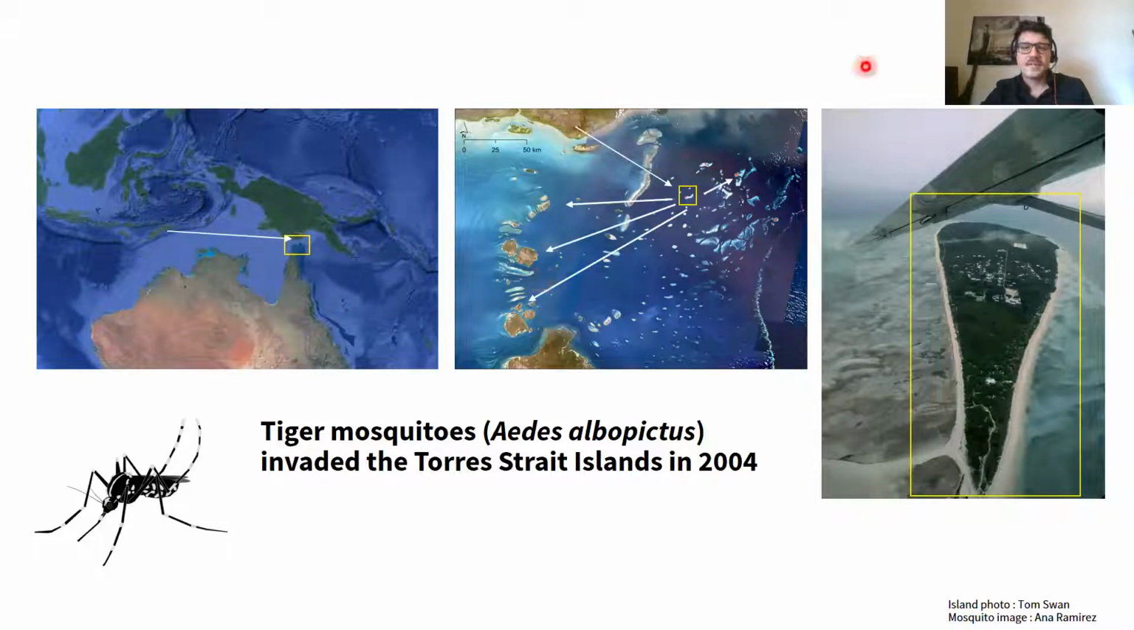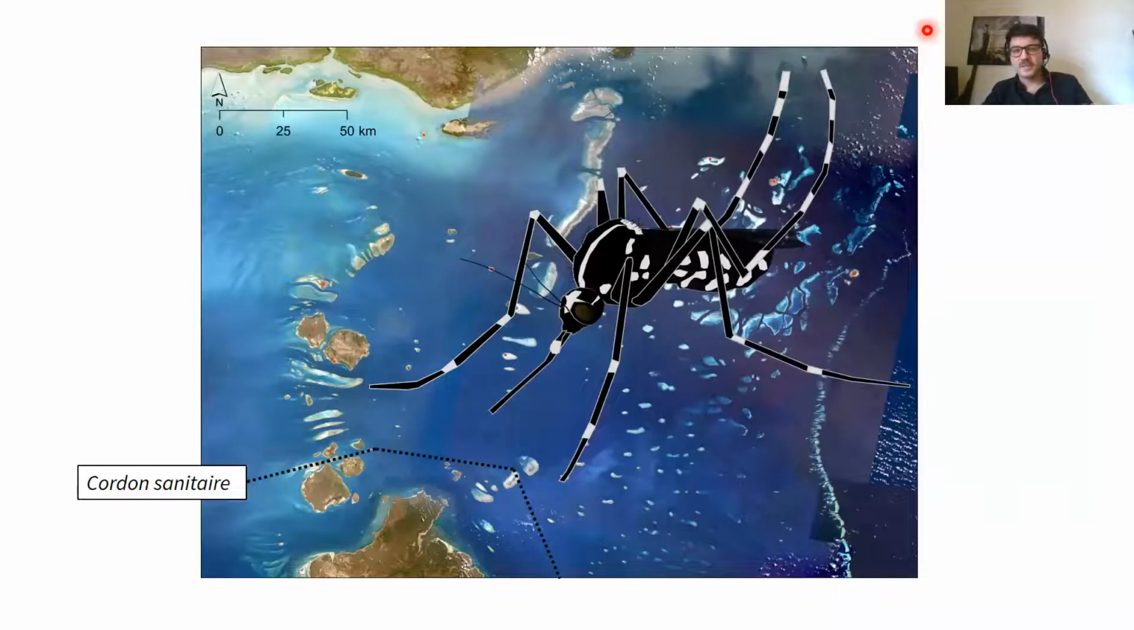So we don't know exactly how it spread, the exact dynamics of whether it spread to one island first and then through there. But what we do know is that before 2004, this mosquito effectively wasn't in the Torres Strait, and then by 2006 it was everywhere. So it had just rapidly spread through the whole system.